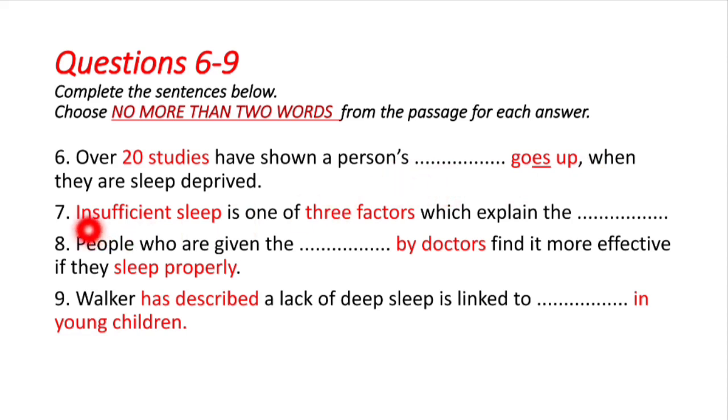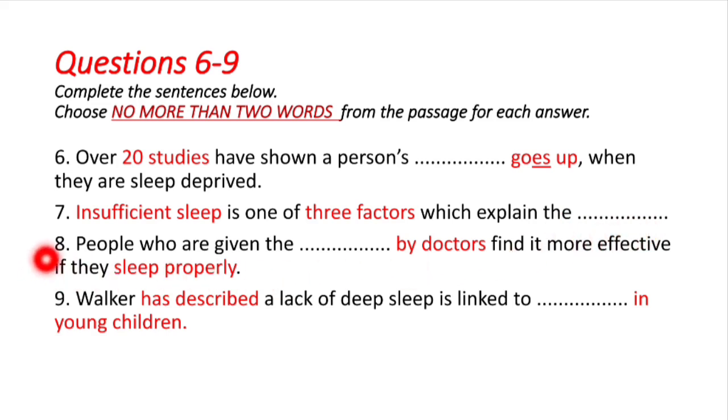The next one, insufficient sleep is one of three factors which explain the something. And have a look, insufficient sleep is one of three factors. So they will talk about two more factors, two more reasons as well, and they should explain something, and we should find that thing, okay? And for this part, you're also going to have a noun as an answer, okay?